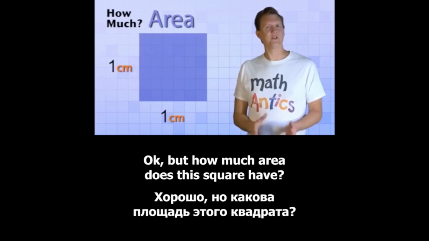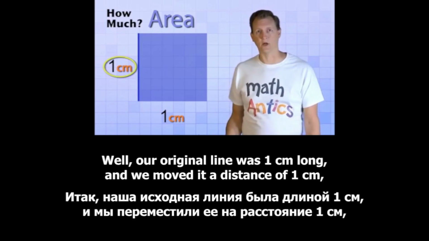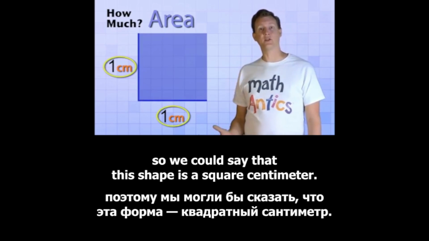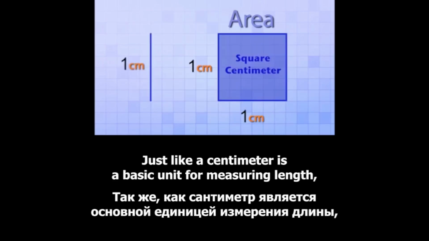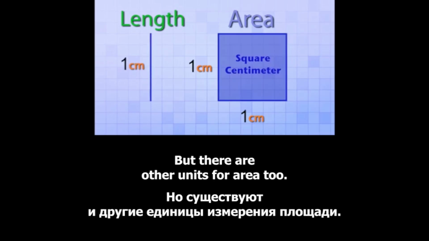Okay, but how much area does this square have? Well, our original line was 1 centimeter long, and we moved it a distance of 1 centimeter, so we could say that this shape is a square centimeter. Just like a centimeter is a basic unit for measuring length, a square centimeter is a basic unit for measuring area. But there's other units for area too.